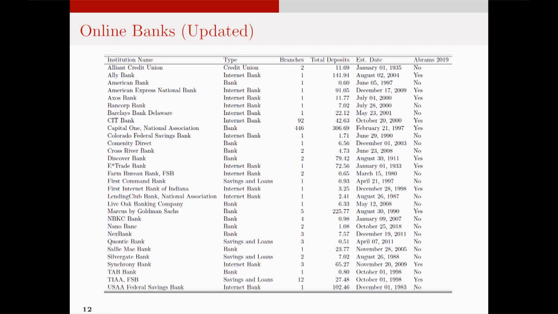And here is my extended sample. This is a new version of the paper where we go to the call reports. Actually, we identify every bank with one administrative branch, and then we hand collect data on whether they operate fully online or not, which doubles up the sample, and the results are totally the same, very robust.